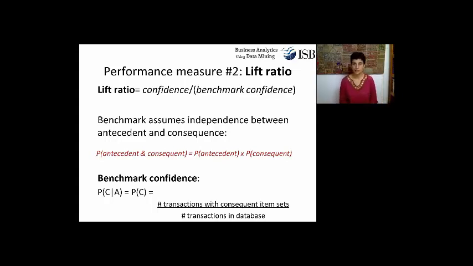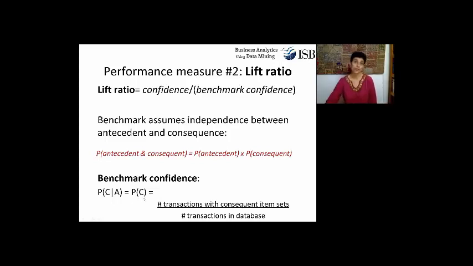are completely independent. So independence between the antecedent and the consequent means that the probability of both of these events happening is equal to the multiplication of the individual probabilities. Probability of A and B is equal to the probability of A times probability of B. That is the definition of independent events. So the benchmark confidence is going to be the probability of the consequent given the antecedent. But if these two events are independent, I can drop the condition here and say that this is equal to simply the probability of the consequent.